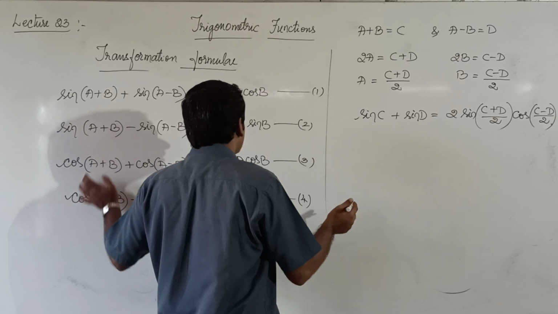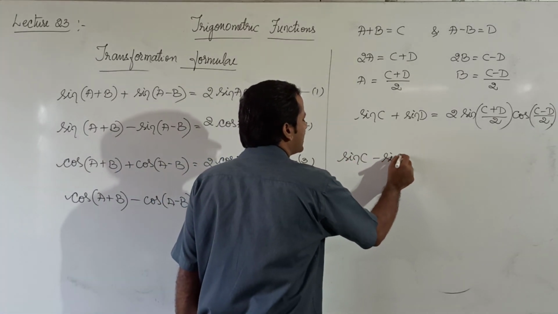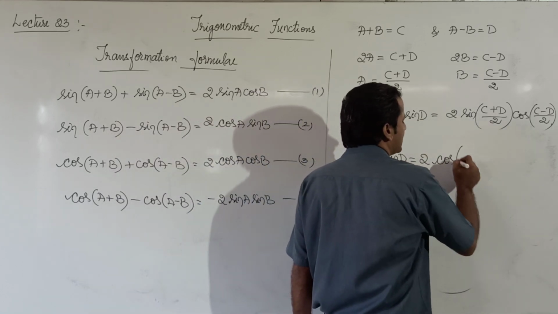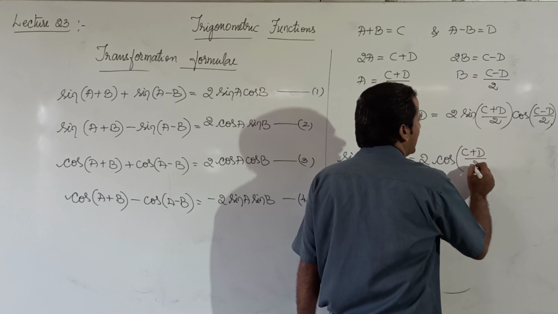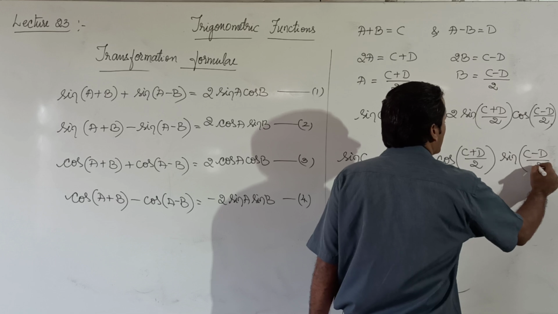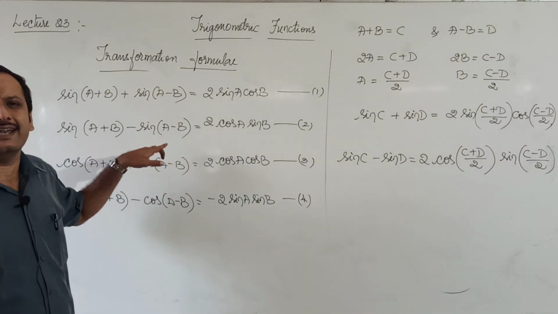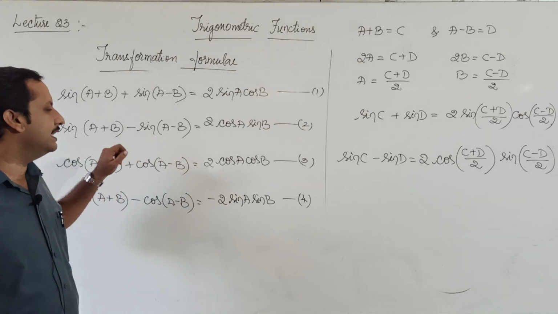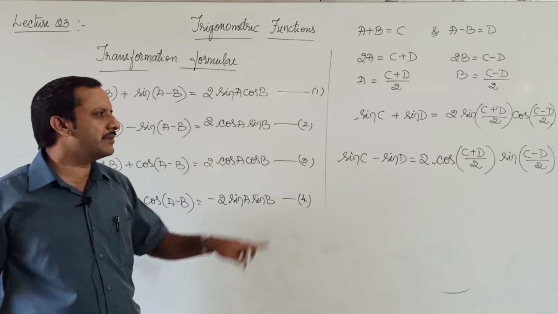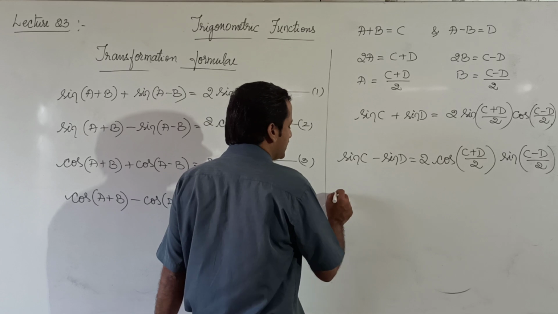Then what happens to the second equation? The second equation will become sin c minus sin d is equal to 2 cos (c plus d) by 2 into sin (c minus d) by 2. Okay? So here I am replacing a plus b with c and a minus b with d. Then a will become (c plus d) by 2 and b will become (c minus d) by 2. Okay. So I will do the same thing for these two equations also.